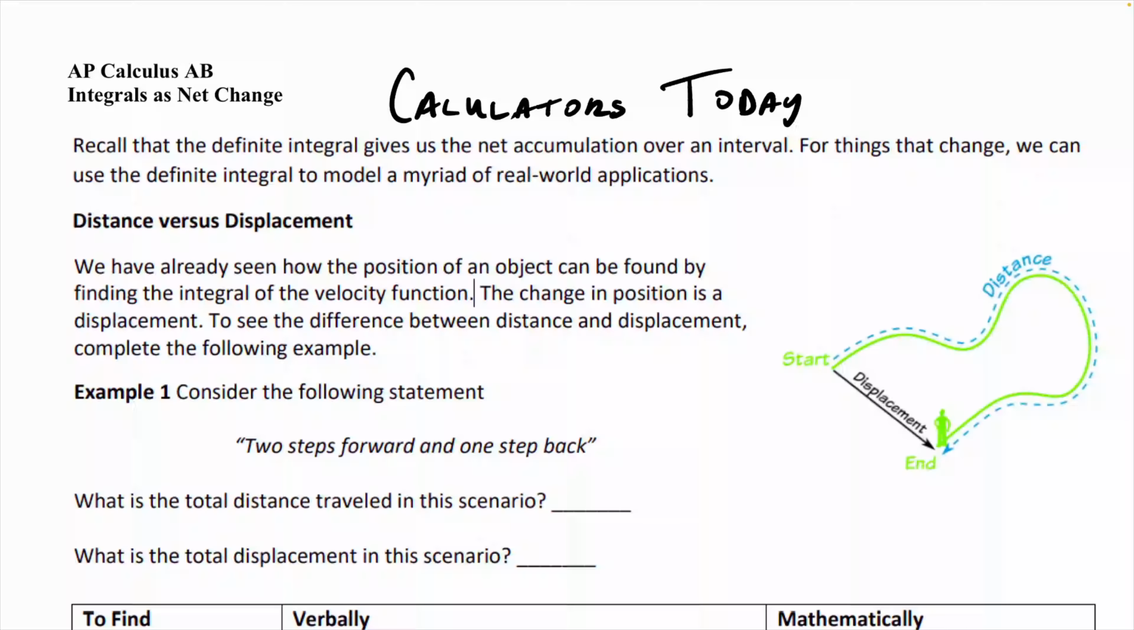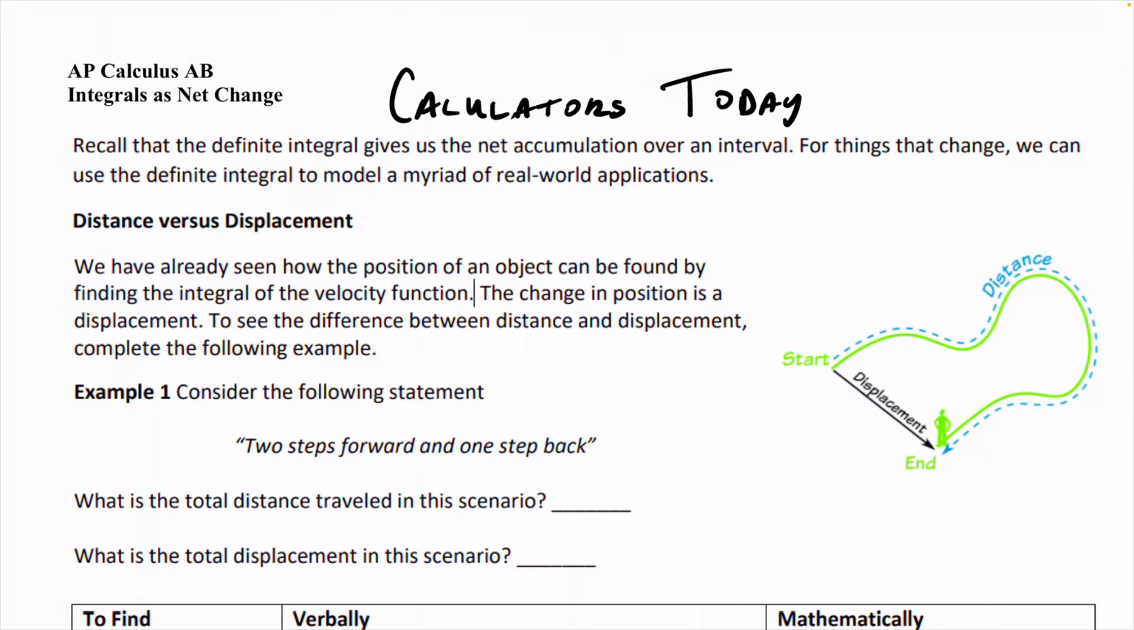Anytime you hear the word total, it's an accumulation, right? That's what total means. You're adding things up, right? That usually means integral, okay? Integral. So integrals as net change. So things that change over time, how is it changing?